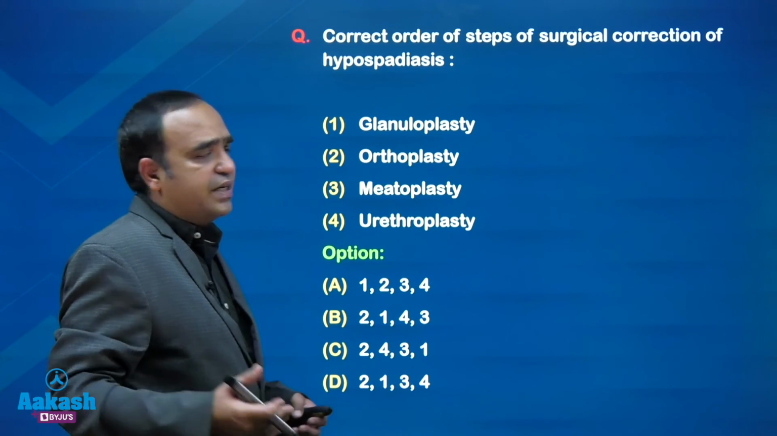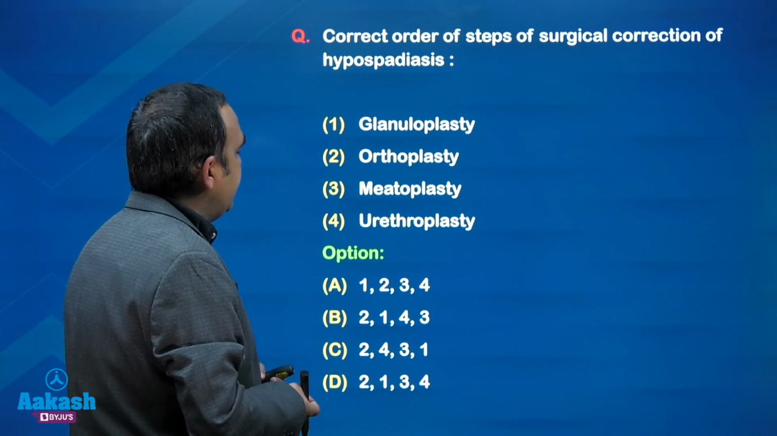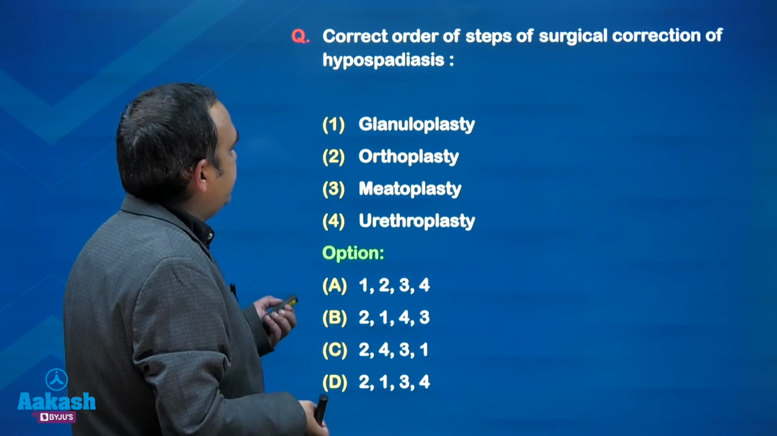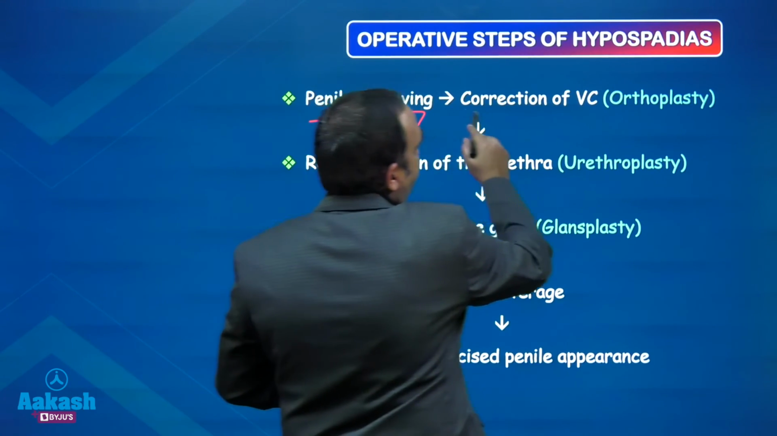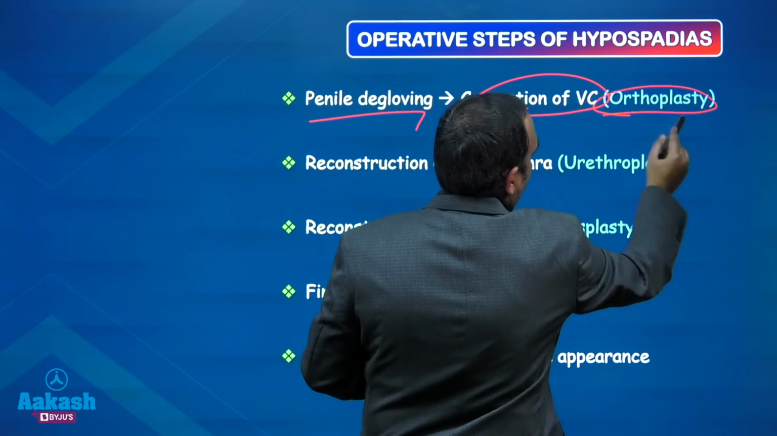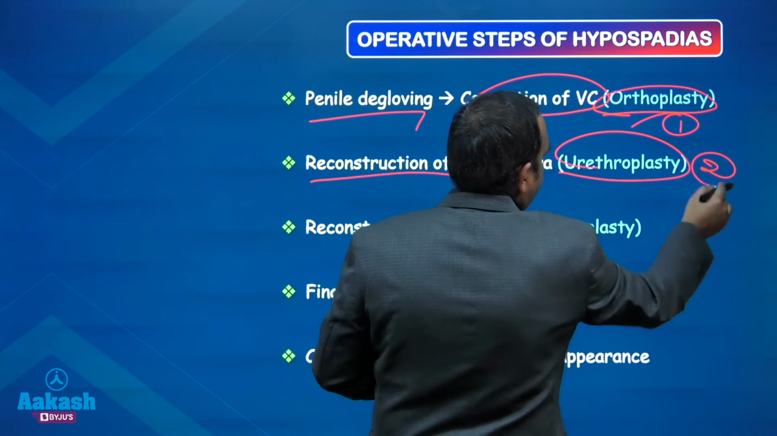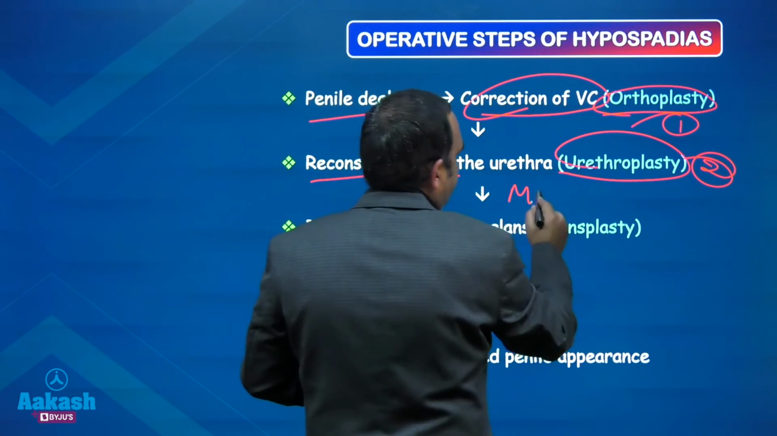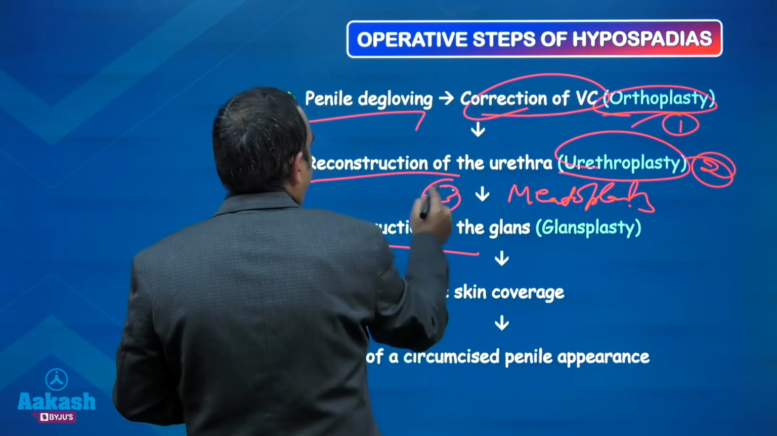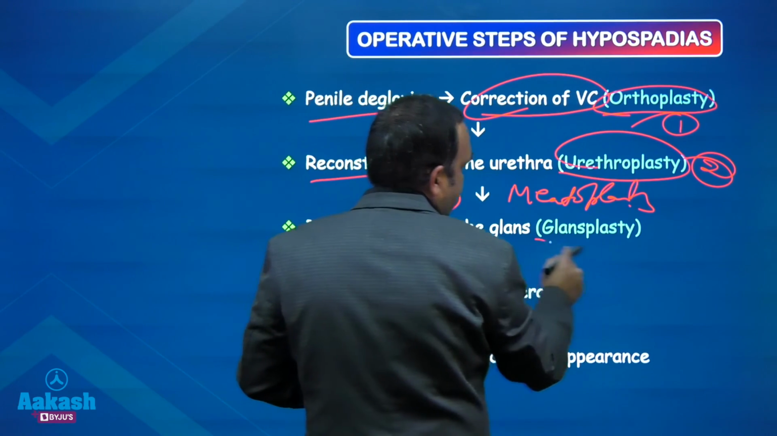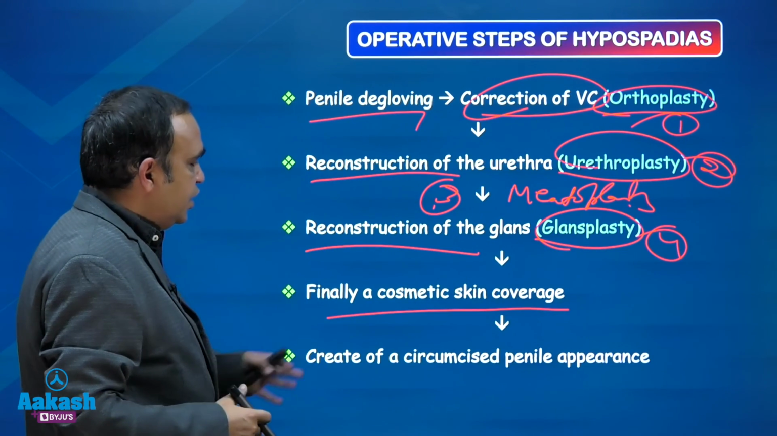Now that's a question from pediatric surgery. Correct order of steps of the surgical correction of hypospadias. So we have to put them in the correct order. Let us see what are the steps of hypospadias. So penile degloving and correction of the ventral chordae, that is orthoplasty, step 1. Then reconstruction of urethra, that is urethroplasty, step 2. Then in between comes the meatoplasty, the correction of the meatus, that's step 3, and then reconstruction of glans, that is glanuloplasty, step 4, and finally the cosmetic skin coverage and creation of a circumcised penile shaft.